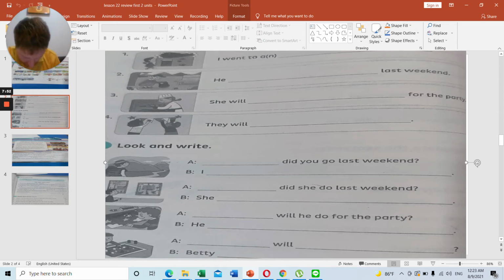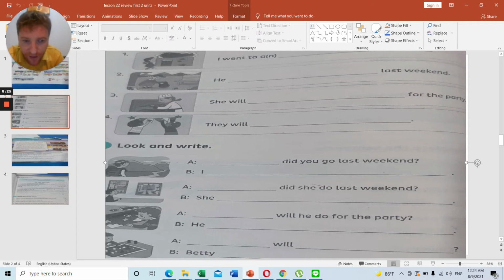And then exercise B, picture. Question is, where did you go last weekend? So remember, it's where did you go last weekend? I went to a national park. Number 2, what did she do last weekend? She saw famous paintings. Remember, 2 is what, not where. What did she do last weekend?